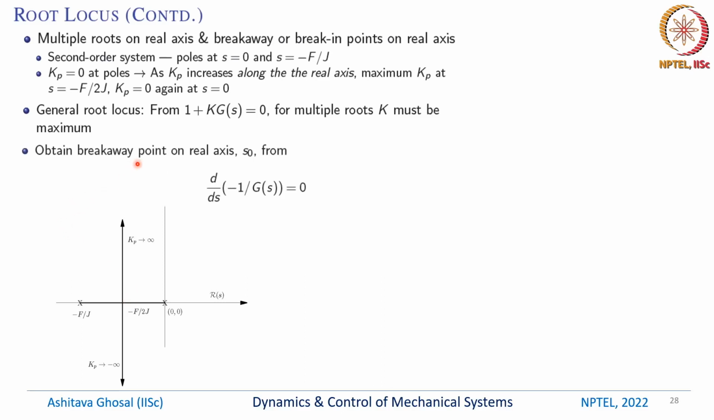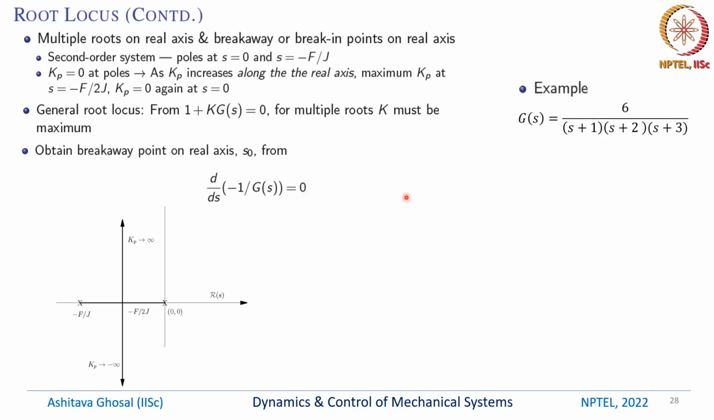So in order to find the breakaway point on the real axis, let's call that s0, it must satisfy this equation, which is that the derivative of minus 1 by g(s) should be equal to 0. Why? Because k is equal to minus 1 by g(s), and we want dk by ds equal to 0, so k is maximum. So d by ds of minus 1 by g(s) must be equal to 0.